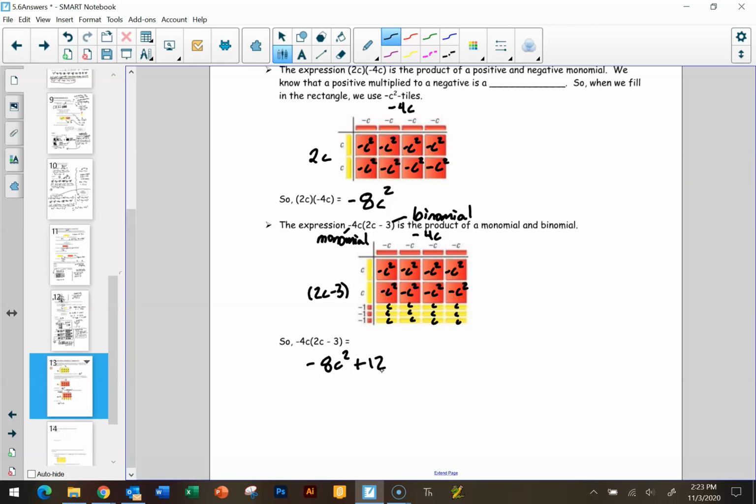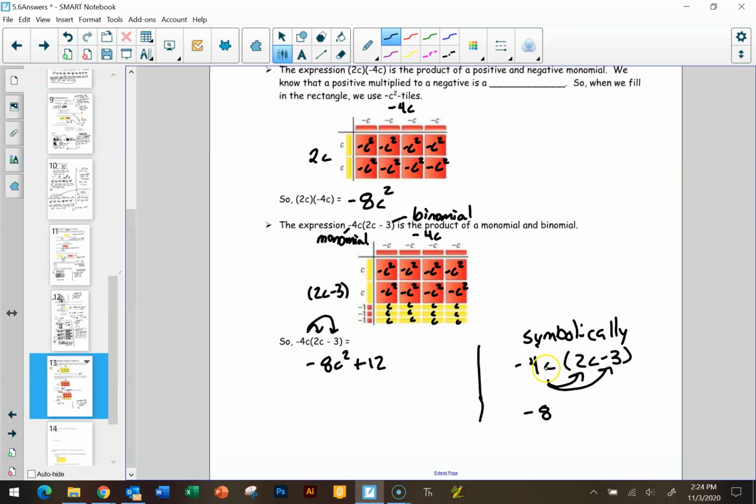And if we think about the distributive property that we learned, or reminded ourselves of, in 5.5, if we were to do this symbolically, I'll just rewrite the question here, negative 4c times 2c minus 3. We have to multiply this negative 4c by both of the terms in the binomial. So the first thing we do is a negative 4 times a positive 2. Well, that's going to be a negative 8.